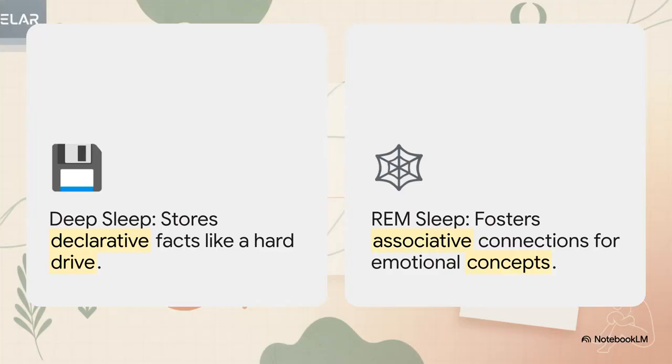To really clearly separate how these stages handle your memory, think of deep sleep as the data transfer cable for your cold hard facts. It's moving data from your brain's short-term USB stick right to its permanent hard drive. REM sleep, on the other hand, that's your ultimate problem solver. It's testing out associative connections between totally unrelated concepts and fusing those disparate emotional dots. That is literally where the phrase "sleep on a problem" comes from.